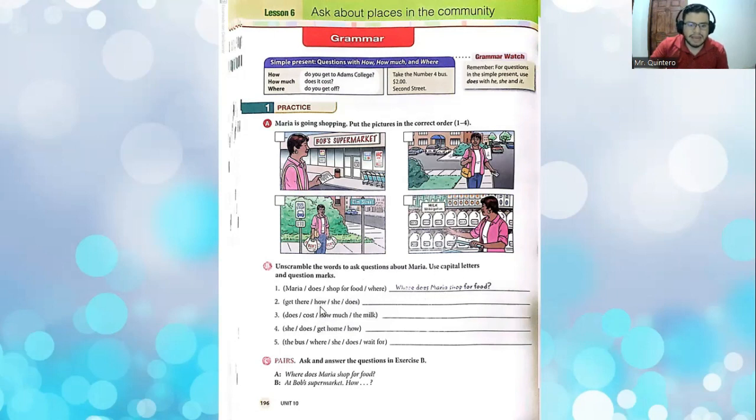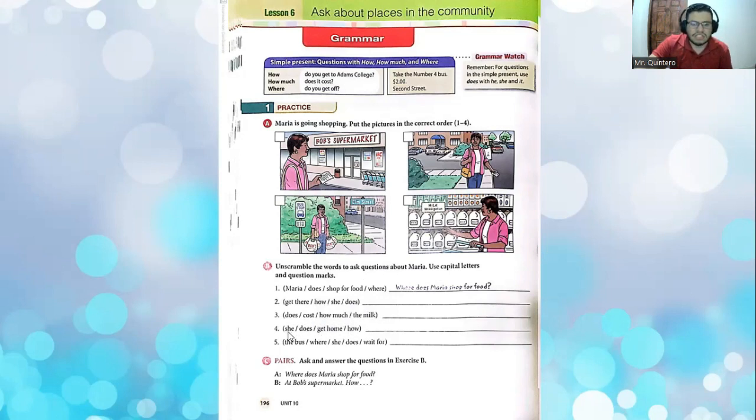The next one is, how does she get there? How is using the capital letter at the beginning. H in capital letter. La letra H mayúscula. And at the end we have the question mark. Signo de interrogación. How much does the milk cost? Es lo mismo que decir, how much does it cost?